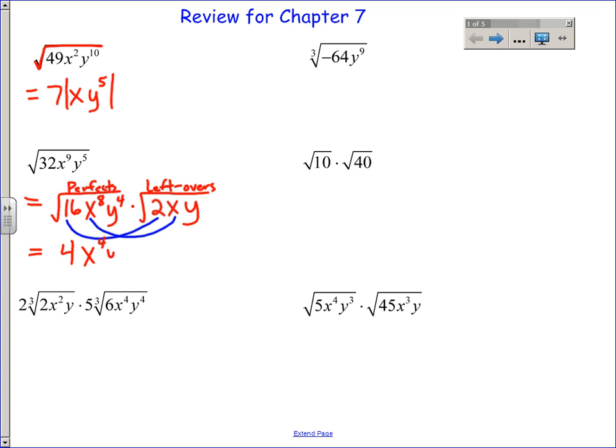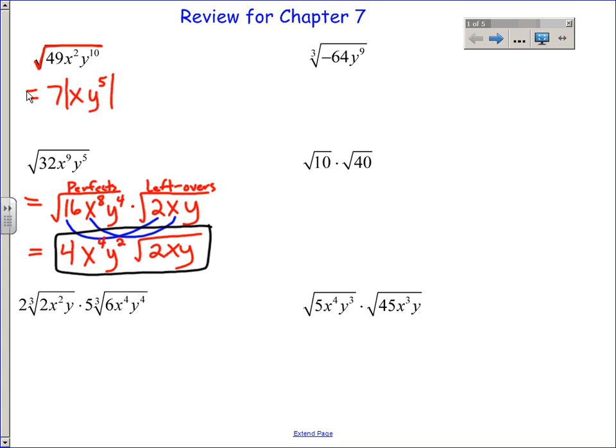And so y to the fourth, if I square root it, would be y squared. And then as always, the leftovers just get tagged on to the end. And so this is our answer for this problem. Okay, on to the next problem.